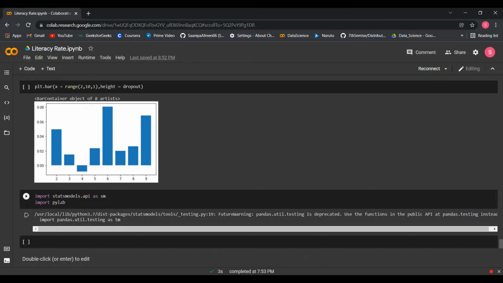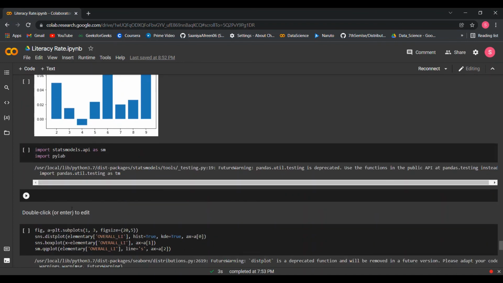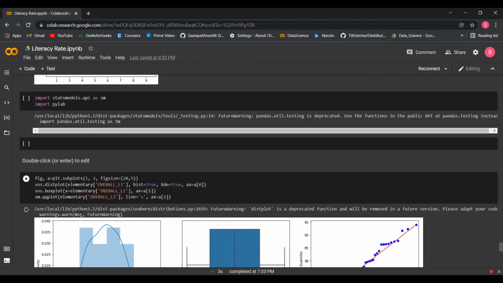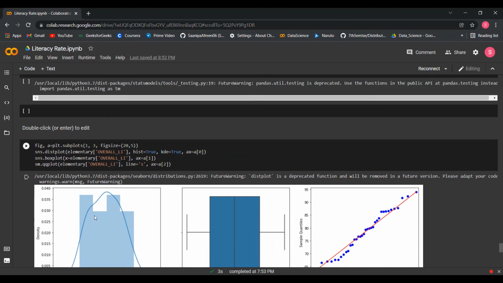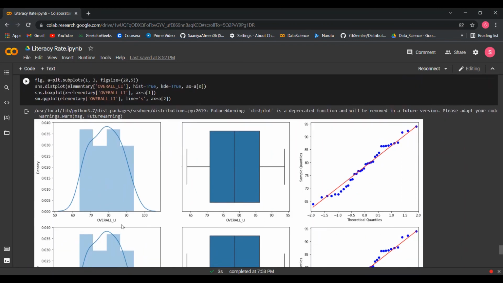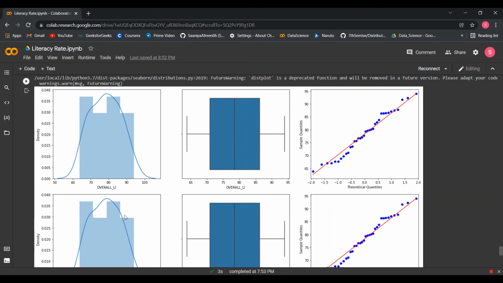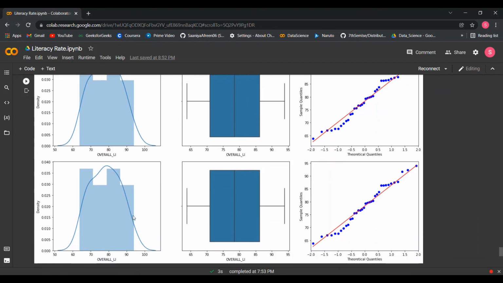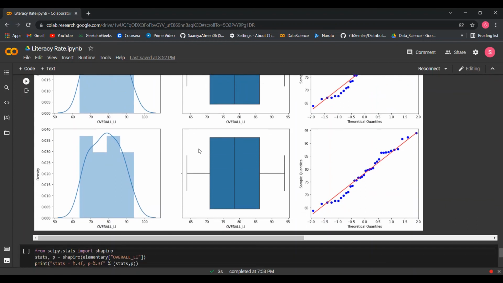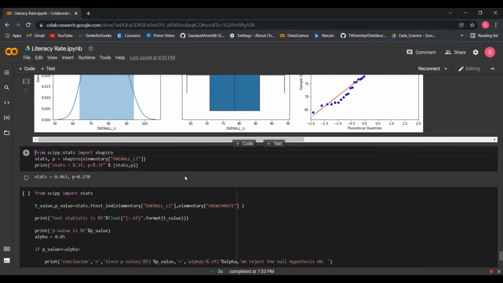Now we have tried to import statsmodels and PyLab. Here we have tried to do the statistical analysis. So basically, the histogram shows that the maximum states have literacy rate between 75 to 80, and the box plot also tells that the distribution is normal and data is symmetric.